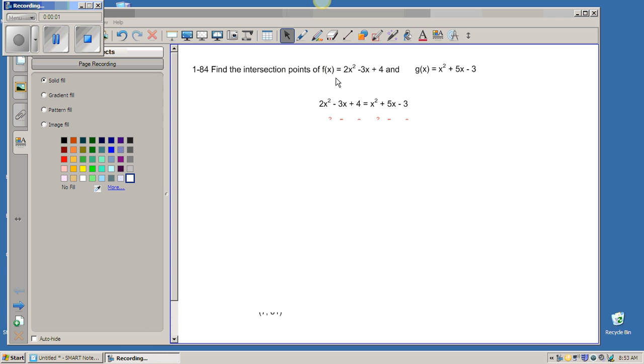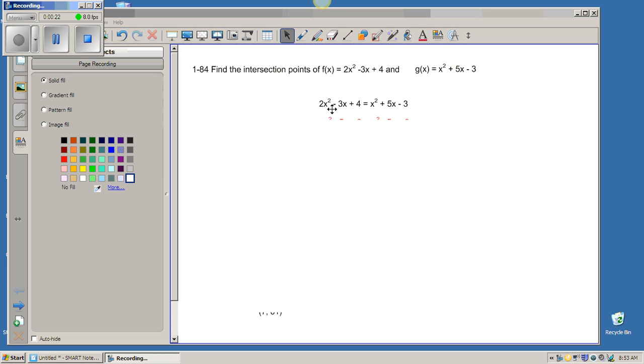So to find the intersection points of these two functions, I would just set the two functions equal to each other. So I have 2x squared minus 3x plus 4 for my f of x function, and x squared plus 5x minus 3 for my g of x function, and I'm just going to set them equal to each other.